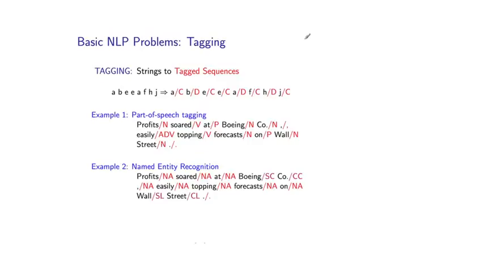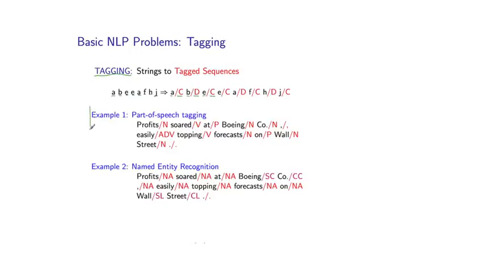So in addition to the applications I've just described, we'll also consider some very basic natural language processing problems which underpin many of these applications. And the first we'll talk about is something called the tagging problem. So abstractly, tagging problems take the following form. As input, we have some sequence, in this case a sequence of letters. And as output, we are going to have a tagged sequence where each letter in the input now has an associated tag. This is probably best illustrated through a couple of examples.